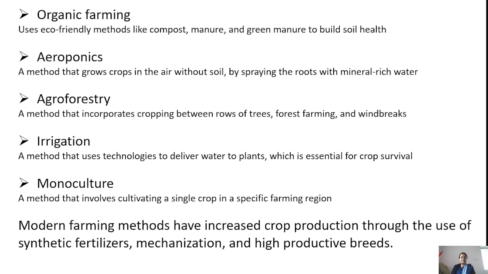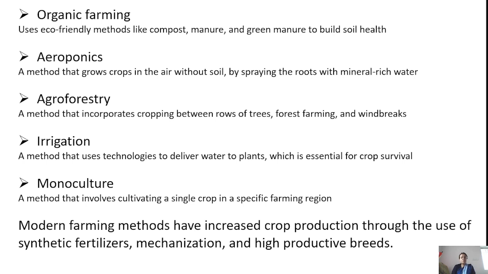Agroforestry. This method incorporates cropping between the rows of the trees. This helps in reducing the soil erosion through water and air or strong winds. Forest farming and windbreaks are some important agroforestry methods. Irrigation, a method that uses technology to provide water to the plants in the farms. It is essential for crop survival. As we all know, water acts as food and nutrient for the plants, so water is an essential element for the growth of the crops.